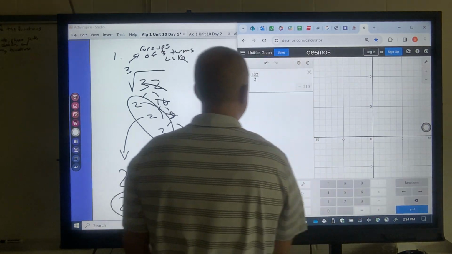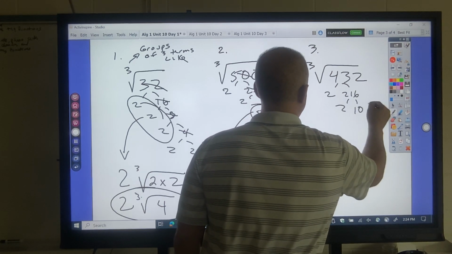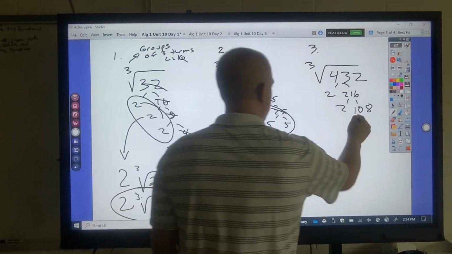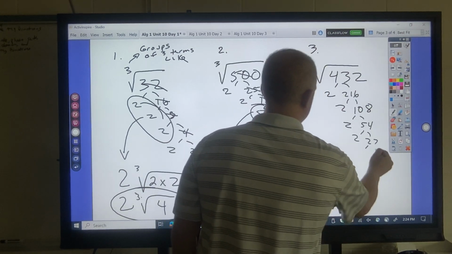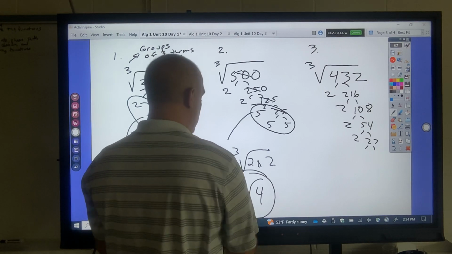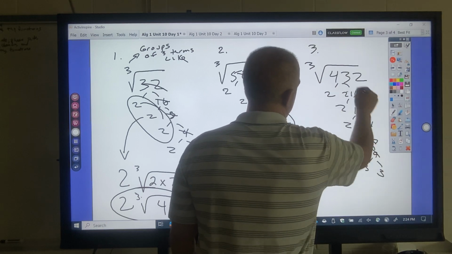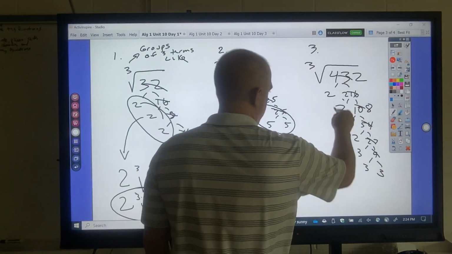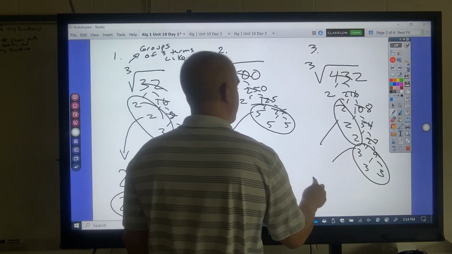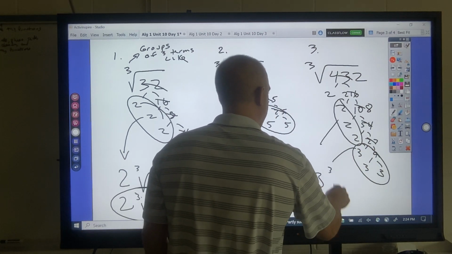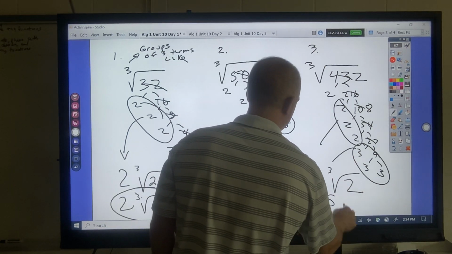Okay? 432. I might have to use the calculator for that one. 432 divided by 2, 2 and 216. 2 and I think 108. 2 and 54. 2 and 27. Now I can't divide 27 by 2, but by 3, 9, 3 and 3. Okay, now I have 3 2's, 3 3's. Only allowed to take 1 per group. So 2 times 3, cube root of, the only thing not crossed off is that 2. 2 times 3 is 6, so 6 cube root 2.